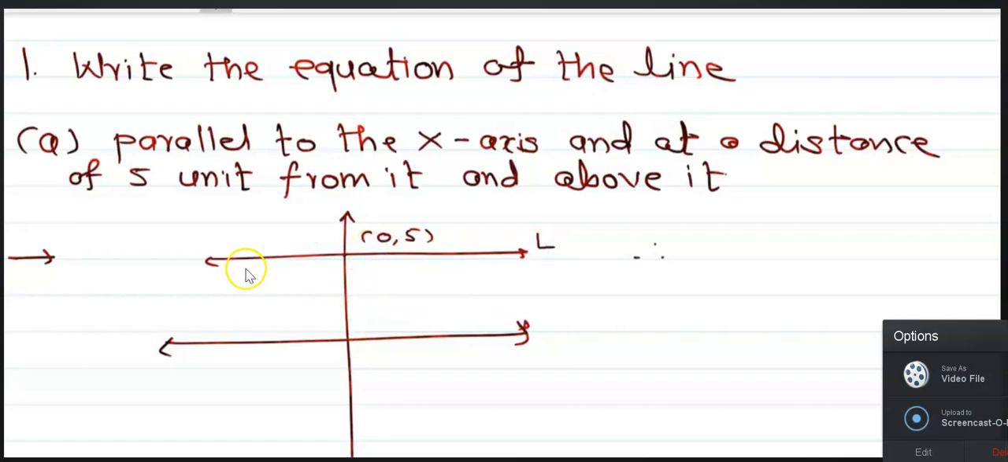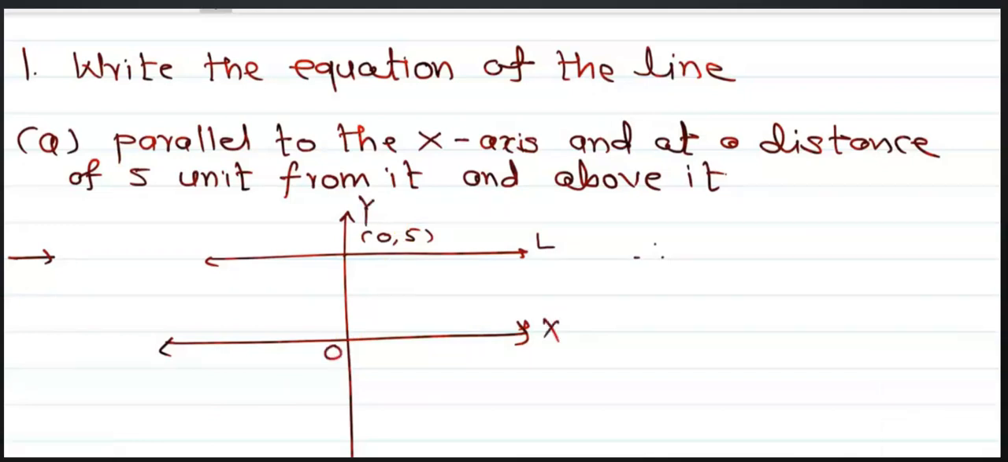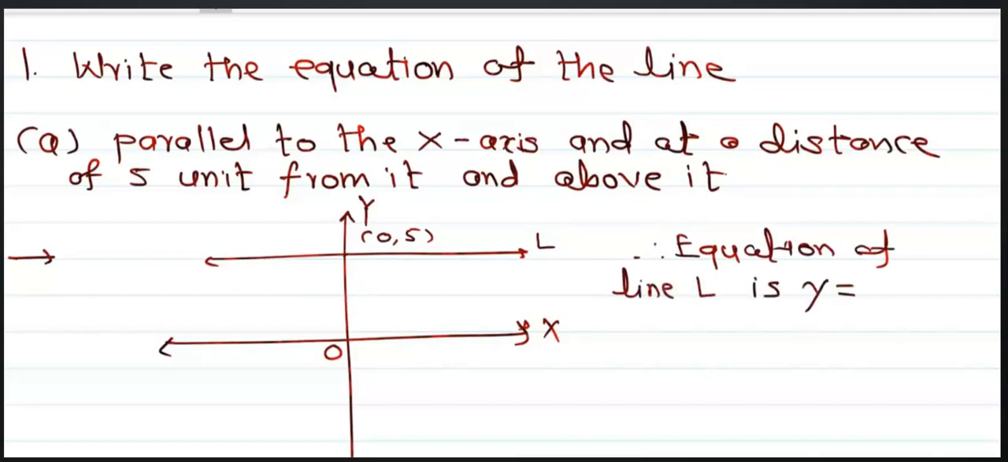Now the given line is parallel to x-axis, therefore its equation is y is equal to b. And what is the coordinate of b? The coordinate of b is 5. And that's why the equation of the line L is y is equal to 5.